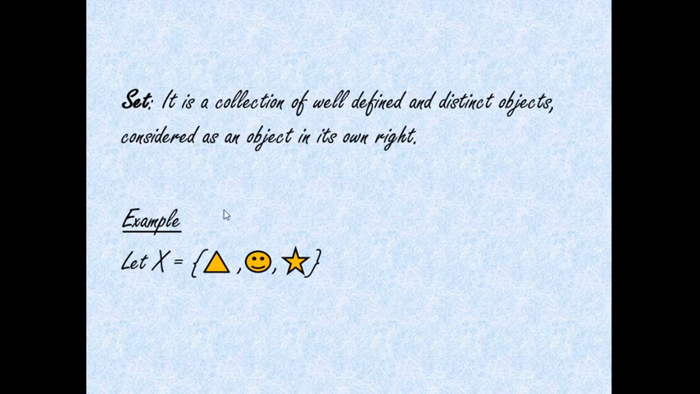To define a topology as we move on, a basic analogy of a set. A set is a collection of well-defined and distinct objects considered as an object in its own right. That means they should be well-defined. As an example, I am giving you a set X. The set is denoted by capital X, which is equal to the set: a triangle, a smiling face, and a five-pointed star. This is an example of a set.